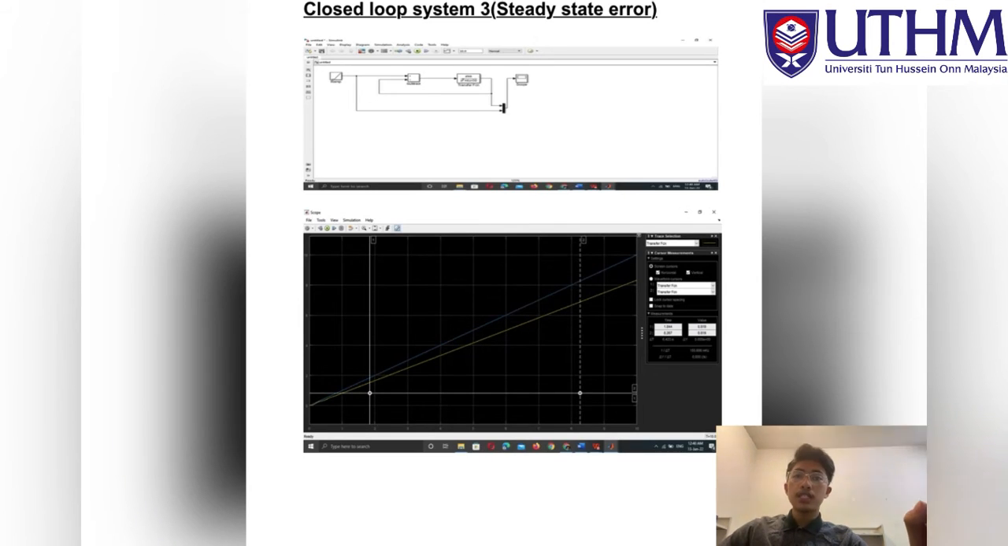Okay, closed loop system 3 steady state error. Same as closed loop system 2, you need to change the step to ramp, and then add the mux. After you change the circuit, you run the circuit, and we will get the graph.